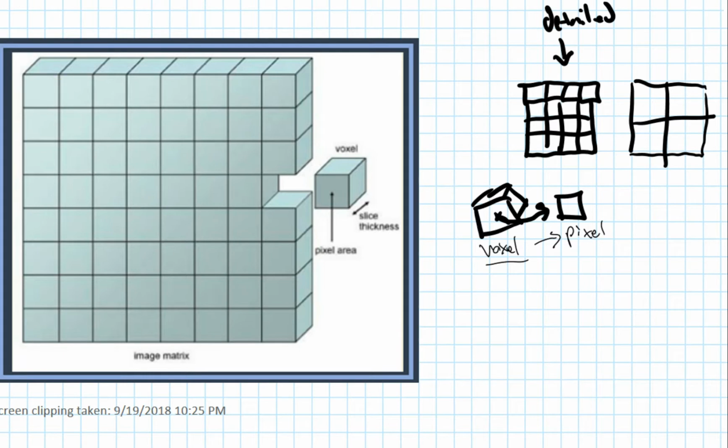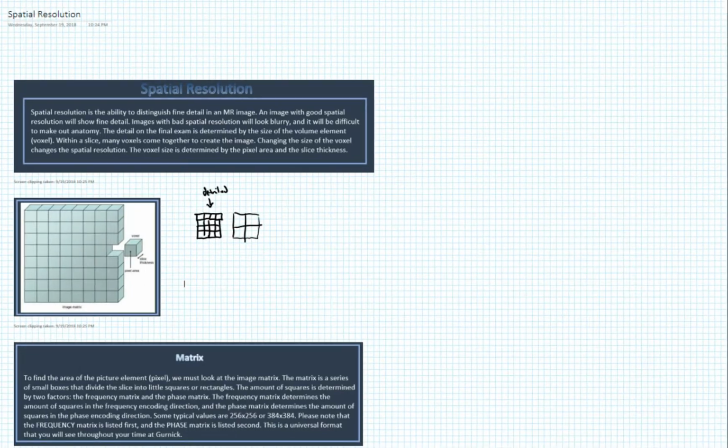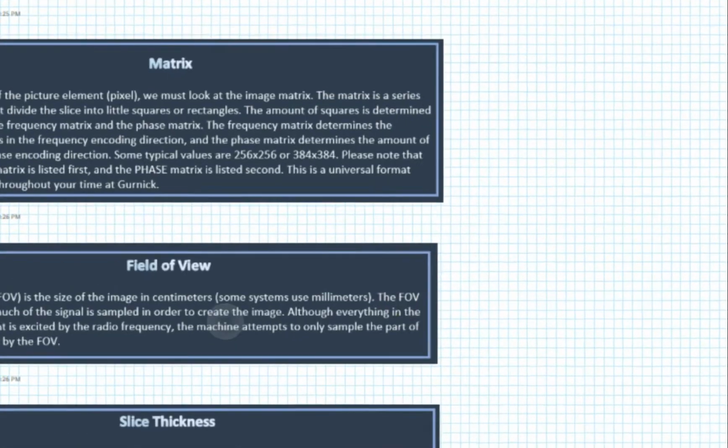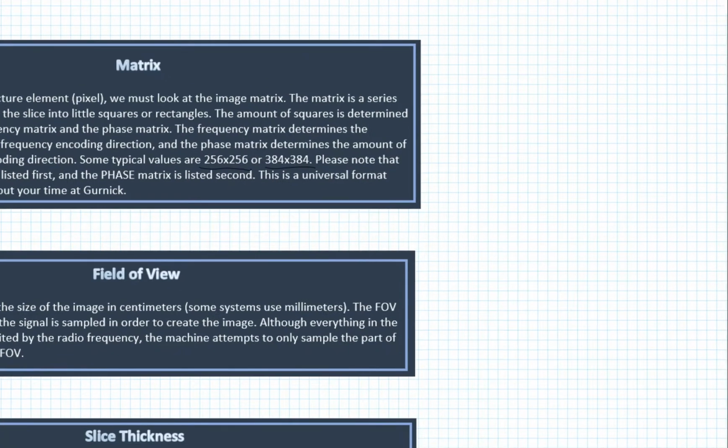How we determine these pixels and how many different areas we're going to cut this box up into is our matrix. We can look at a matrix of, say, 256 by 256 versus a matrix of 512 by 512. In this case, the 512 matrix will have better resolution because we have more boxes total. The matrix is when we talk about the phase encoding and the frequency encoding. Whenever we see this notation, say 256 by 192, frequency always comes first, and then phase always comes second. That's the same when we see the field of view as well.